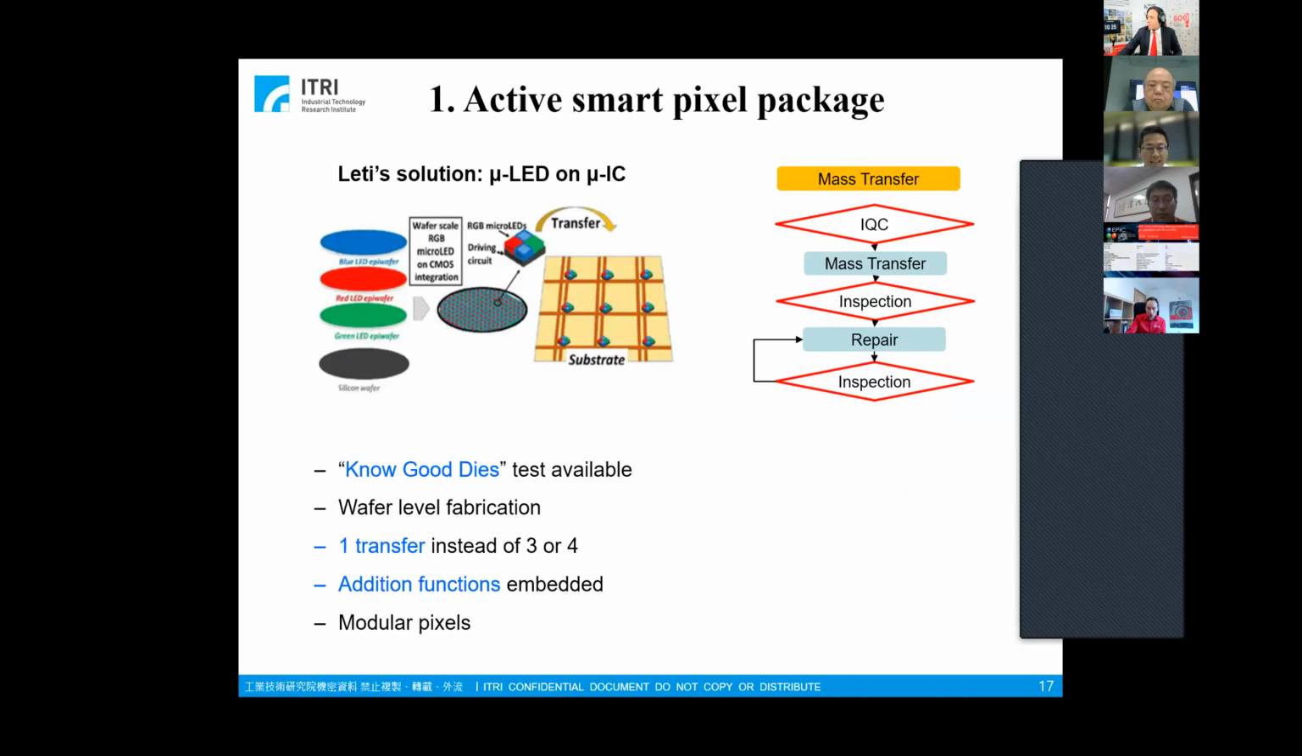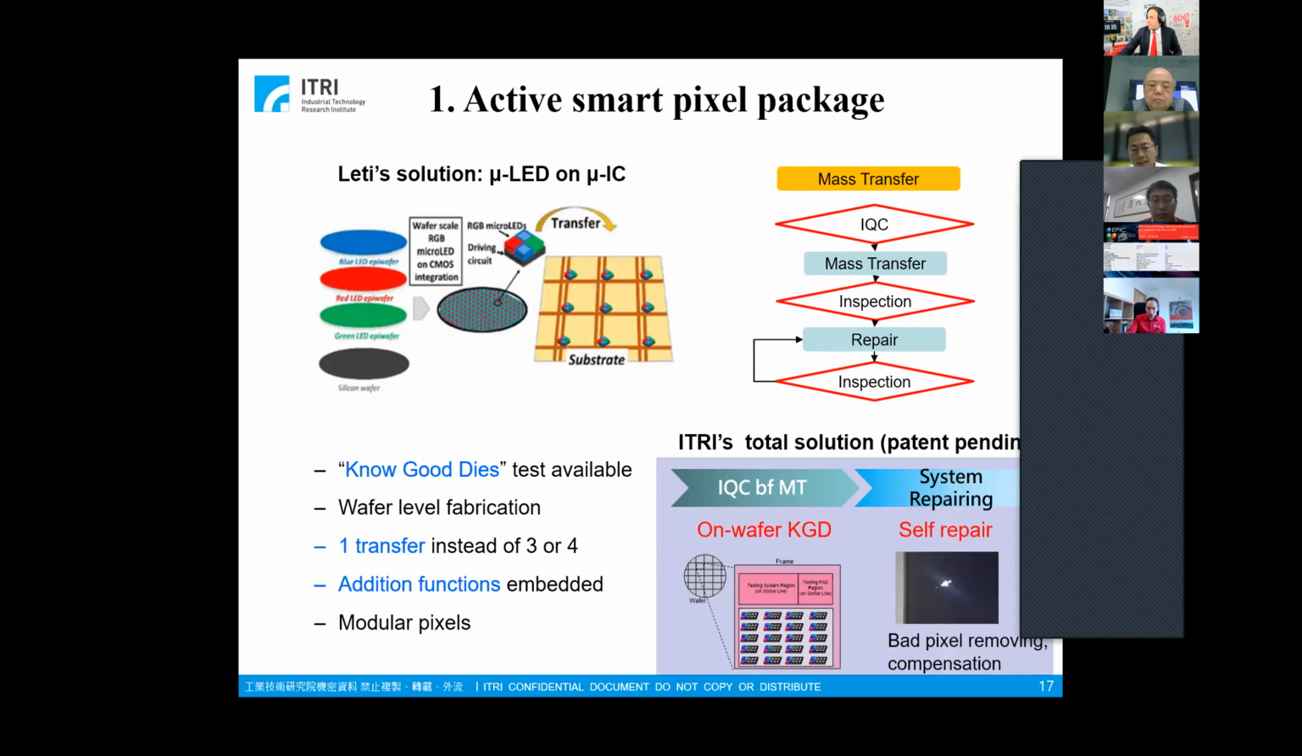In active smart pixels, Leti proposed a very smart pixel package concept in which RGB micro LEDs are integrated onto micro ICs using wafer scale assembly technologies. It addresses the issue of yield, throughput, and cost by knowing good dies, reducing the number of mass transfers as well. Based on this concept, we have preliminarily studied the possibility of a novel integrating approach designed with on-wafer no-good die inspection and safe repair function after mass transferring. It will enable and open up many aspects of display applications.